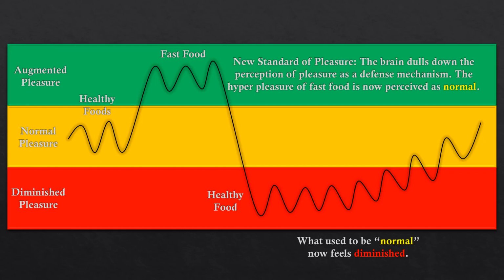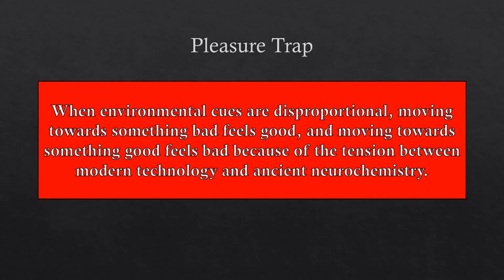The trap is that while you are eating fast food, your brain believes that you are being extremely efficient because of the motivational triad, so you feel good. You are gaining pleasure, avoiding pain, and conserving energy, but all you are really doing is undermining your health. In summary, the pleasure trap makes us feel good when we go towards something bad. It makes us feel bad when we go towards something good if the environmental cues are disproportional.